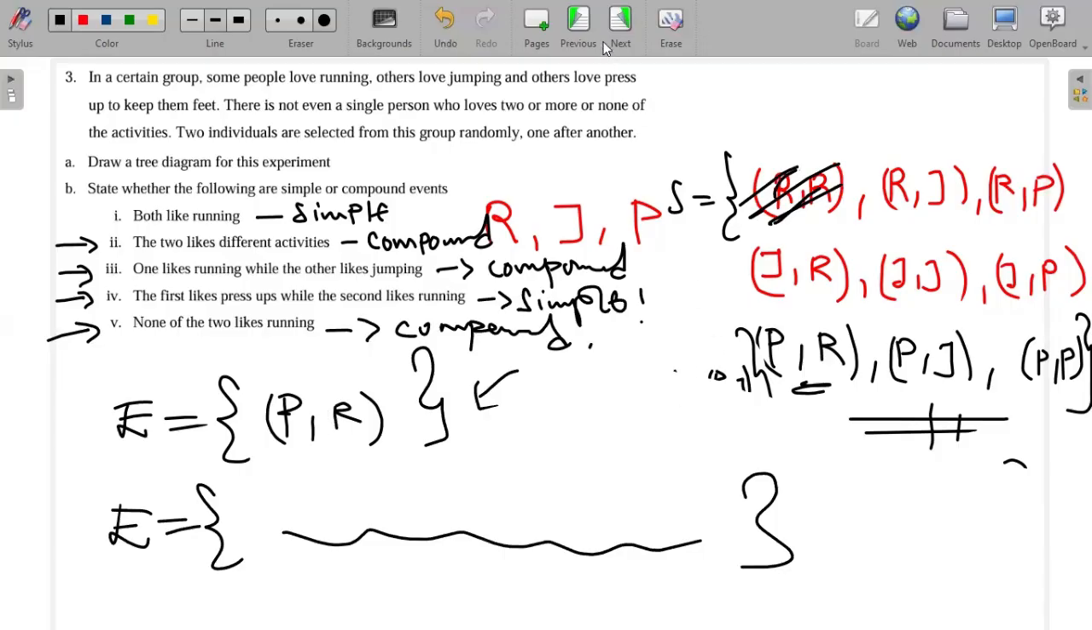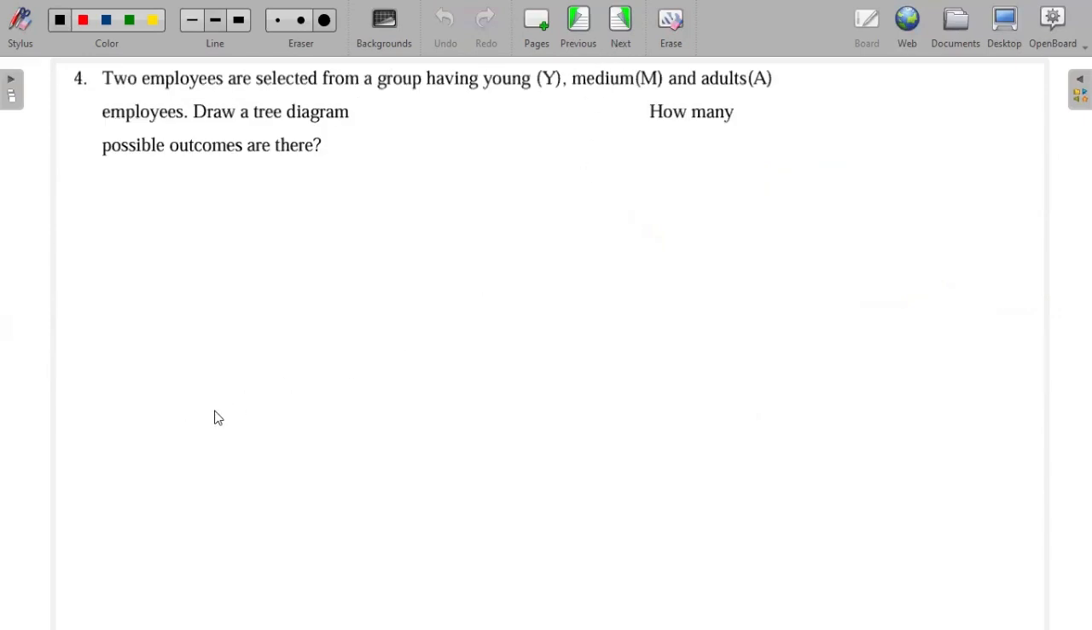Okay, so let's look at another question on the sample space and then the tree diagram. Okay, so the question says 2 employees are selected from a group having young, medium, and adult employees. Draw a tree diagram, and here they're saying how many possible outcomes are there. So how many people do you want to select? You want to select 2.